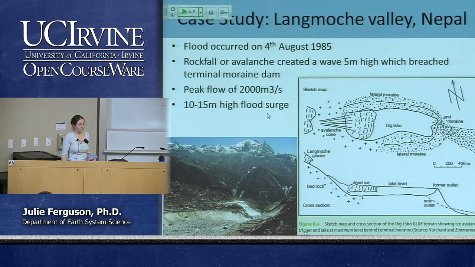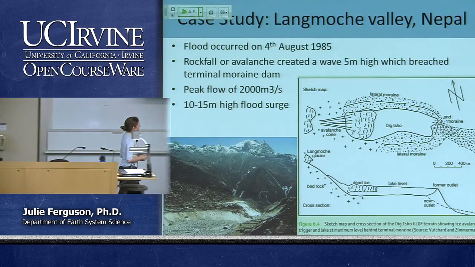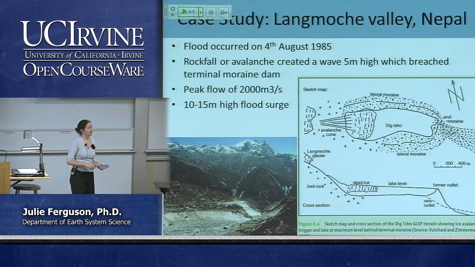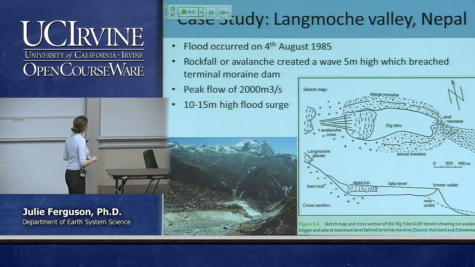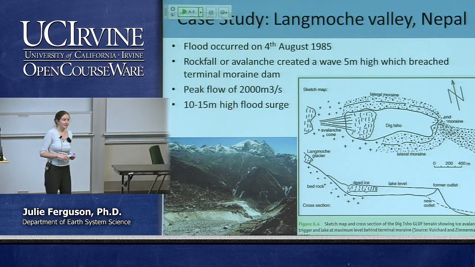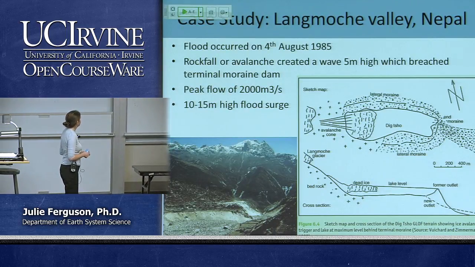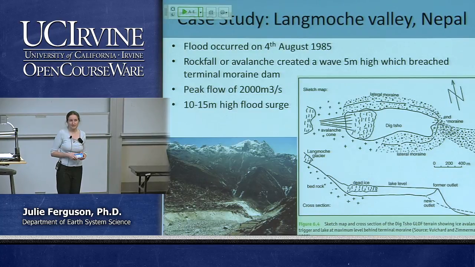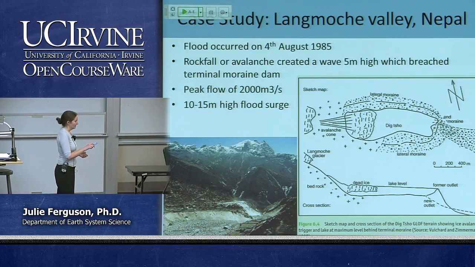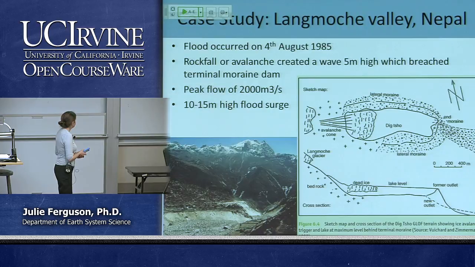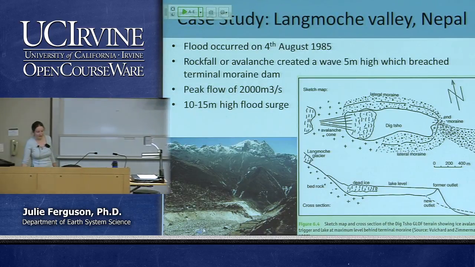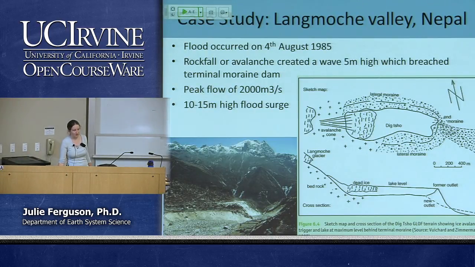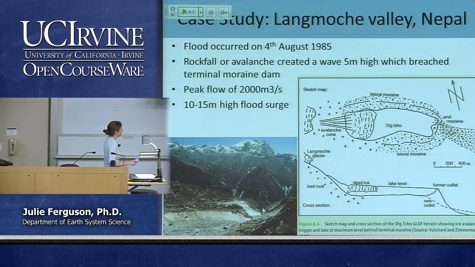And so this was a much bigger flood. We had a wave 5 meters high, which is at least three of me stood on top of each other. And we had 2,000 meters cubed per second coming down, which is an enormous amount of water. In the valleys, when it gets focused, that turned into a 10, 15 meter surge of water. And you can see the scar left behind in the landscape as that water moved downhill.